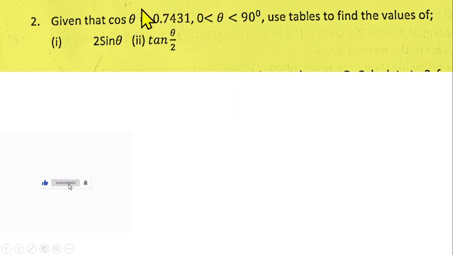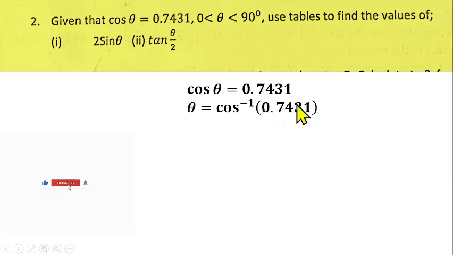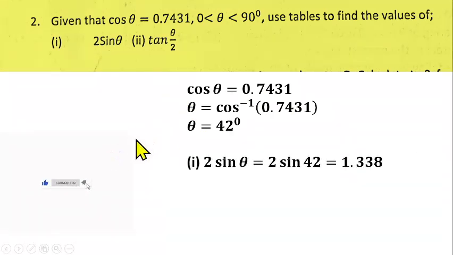The first thing is for you to know the value of theta, that is the angle here. If cos theta is equal to this, you can find theta by finding the cos inverse of this. So theta will be cos inverse of 0.7431, and then theta will be 42 degrees. If theta is 42 degrees, then you can find 2 sin theta. That will be 2 sin 42, and if you simplify that, that will be 1.338 for 2 sin theta.